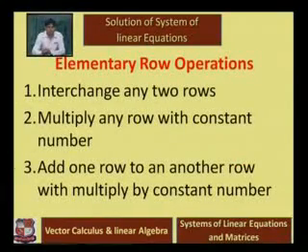There are three elementary operations in matrices. Interchange any two rows, that is the first row operation. The second operation is to multiply any row by a constant quantity. And the third operation is to add one row to another after multiplying it by some constant number. Those are the three elementary row operations.